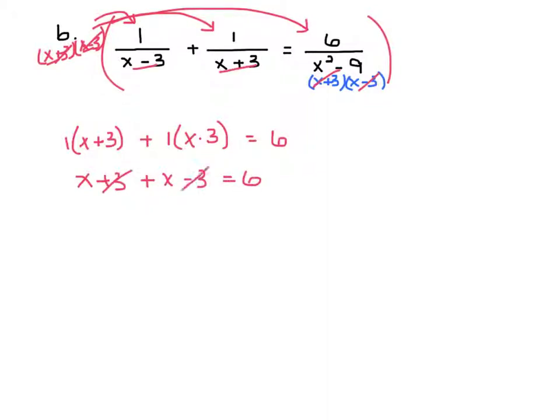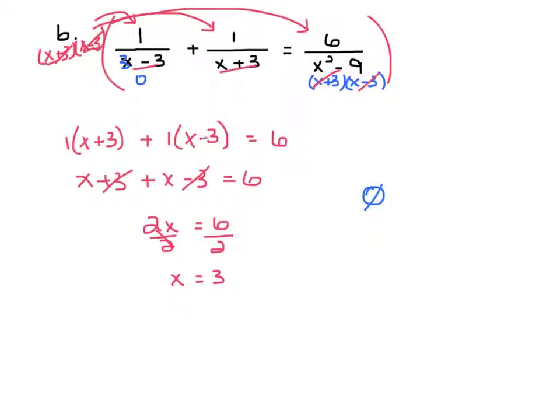Alright, so x plus 3 plus x minus 3 equals 6. So my 3's cancel because 3 minus 3 is 0, so I have 2x equals 6. Divide by 2, and x equals 3. So if I go back to plug that in and check it, 3 minus 3 is 0, and 1 over 0 is undefined. And so, again, this is the empty set because my only x is going to make it undefined.